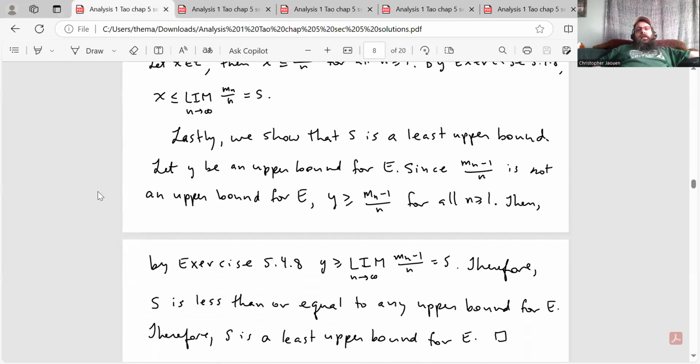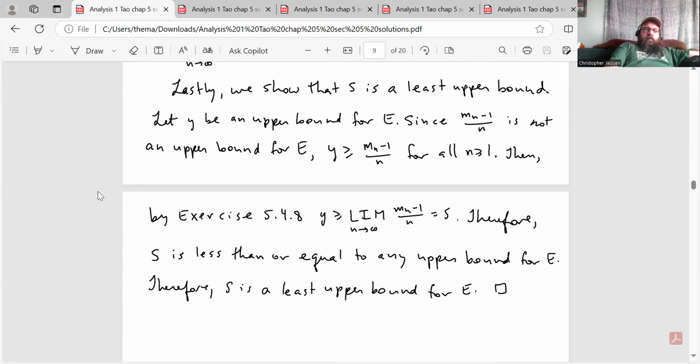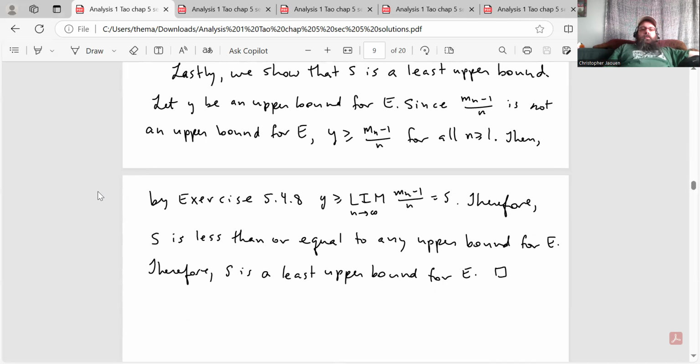Okay, lastly, we show that s is a least upper bound. So that's what we need to show that something is the least upper bound. It has to be an upper bound, and then it has to be the smallest upper bound. So this is the last part. Let y be an upper bound for E. Since m sub n minus 1 over n is not an upper bound for E, y is greater than or equal to m sub n minus 1 over n for all n greater than or equal to 1. Then again, I won't show it again, but by that same exercise, 5.4.8, y is greater than or equal to the formal limit of m sub n minus 1 over n, which is equal to s, as we've shown.